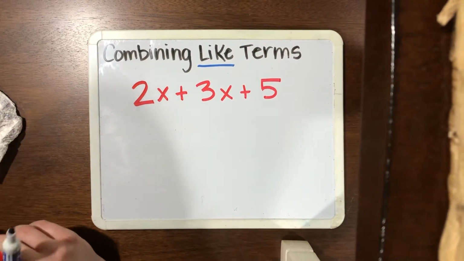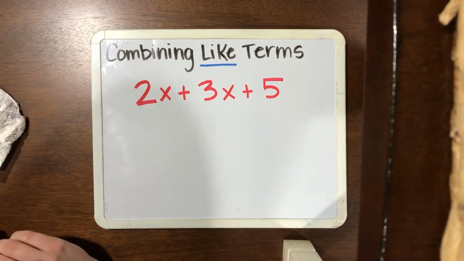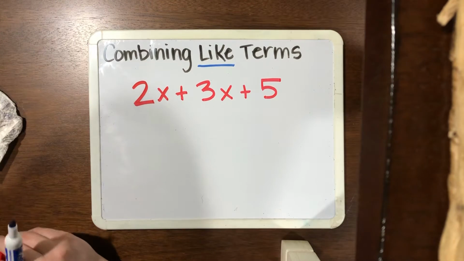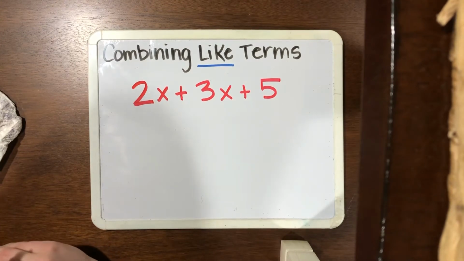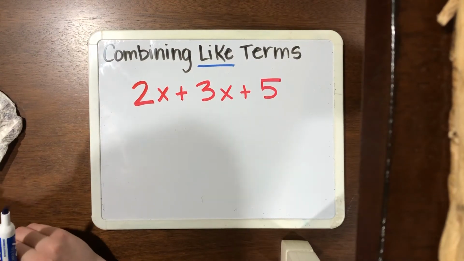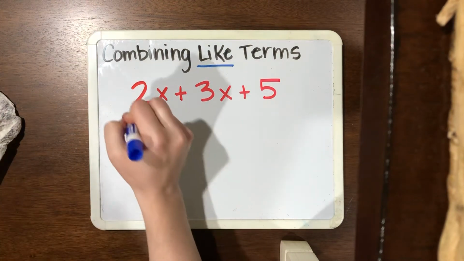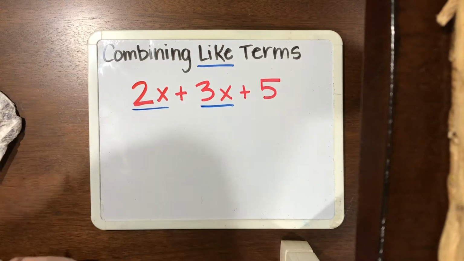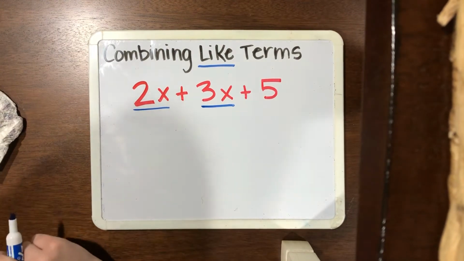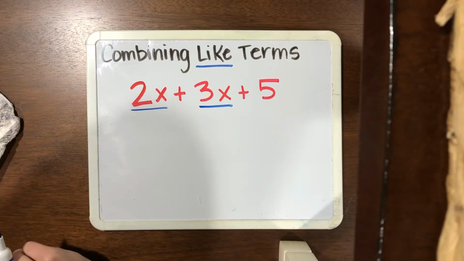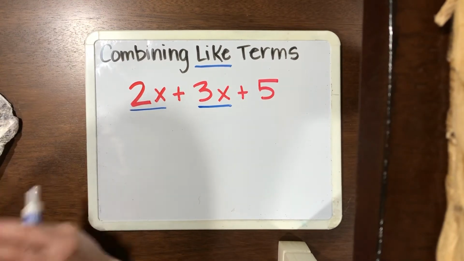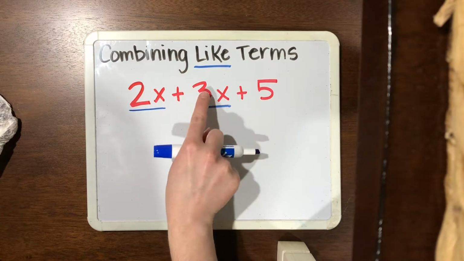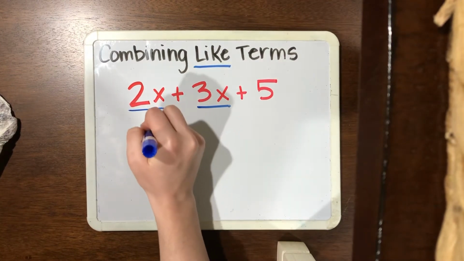So if you look at this example expression I have, what are the 2 things that are similar, that jump out right away? Take a second to think about that. So I have 2x and I have 3x. Those both have x's. Those are like terms. Because they are like terms, I can combine them. So I can add them together. So 2 plus 3 would give me 5x.